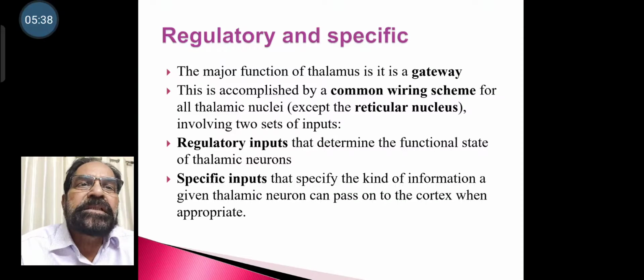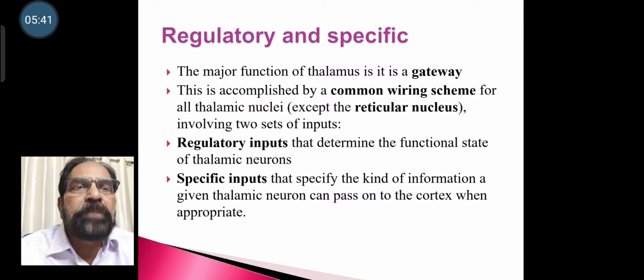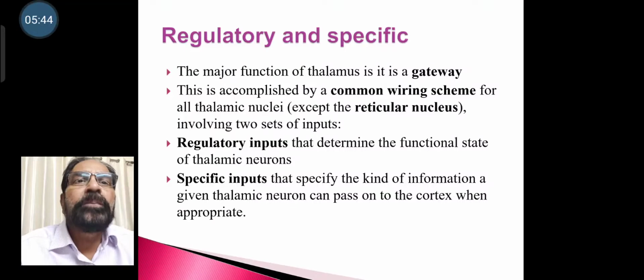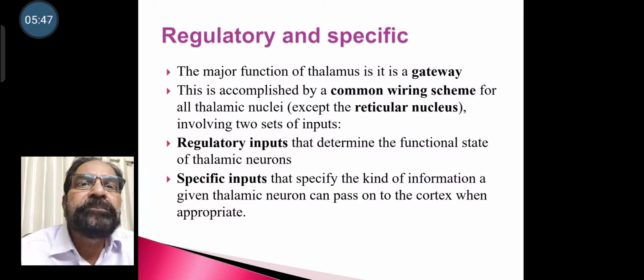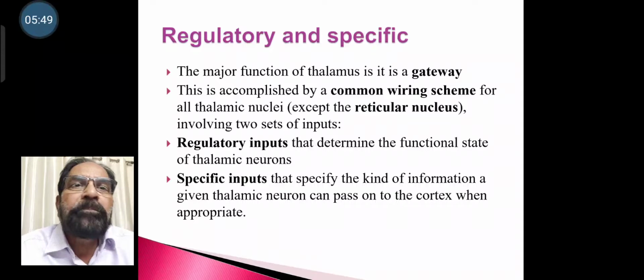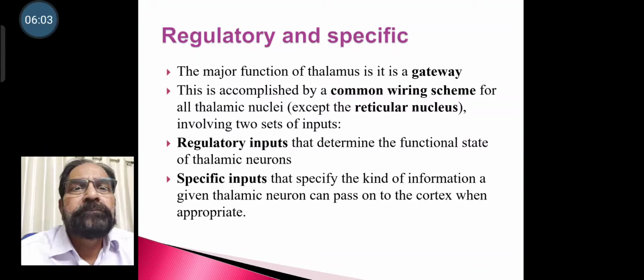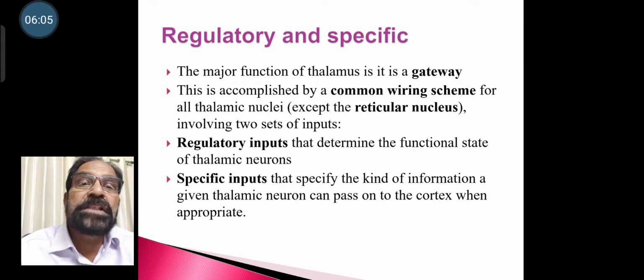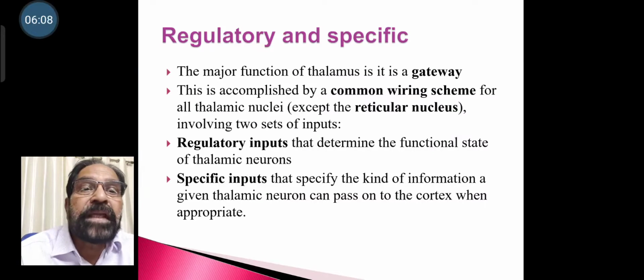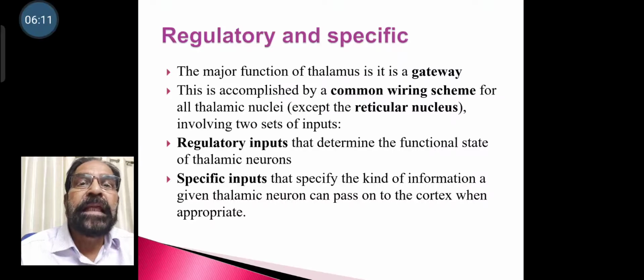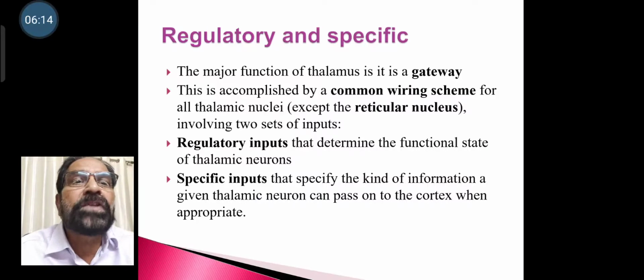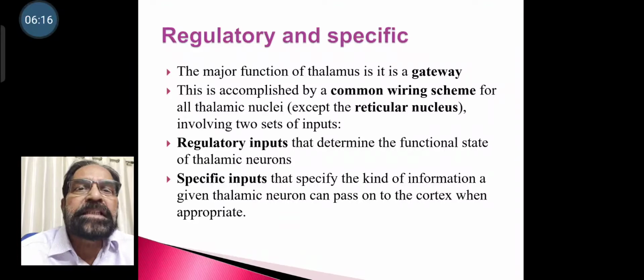The major function of thalamus is that it is a gateway of sensory pathways. This is accomplished by a common wiring scheme for all thalamic nuclei except for the reticular nucleus. So there are two sets of inputs. One set is regulatory input that determines the functional state of thalamic neurons. Then there are specific inputs that specify the kind of information a given thalamic neuron can pass to the cortex when appropriate.